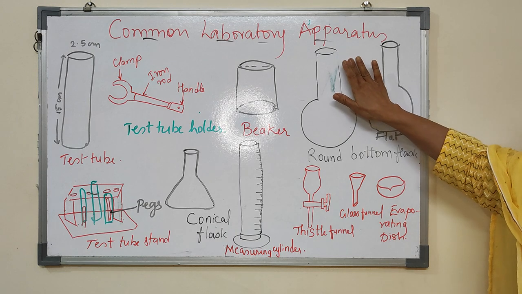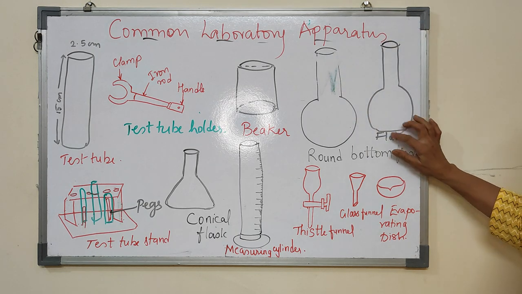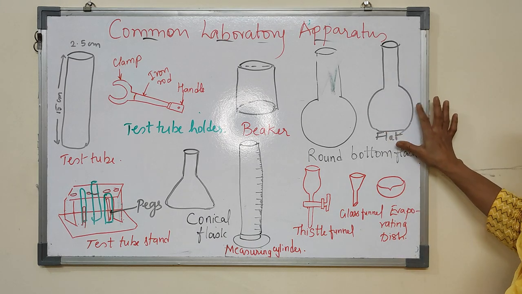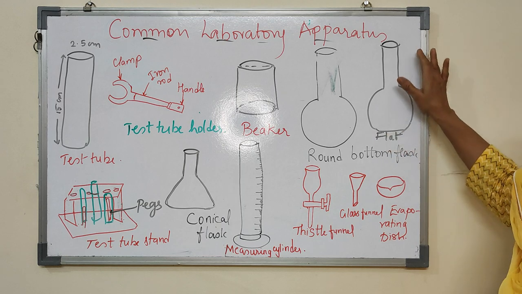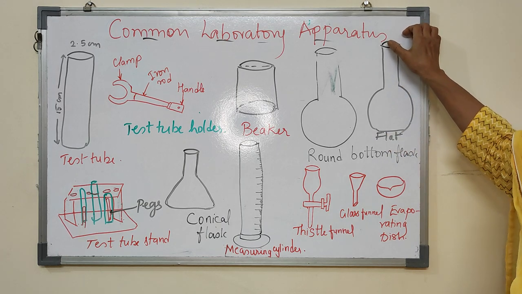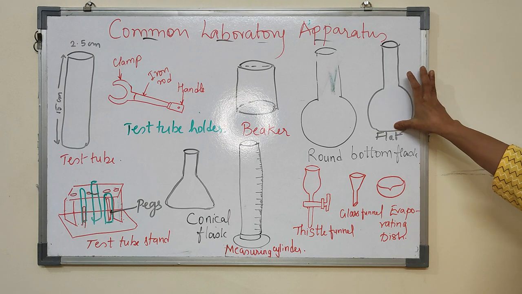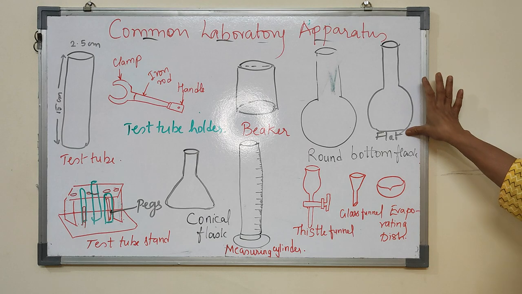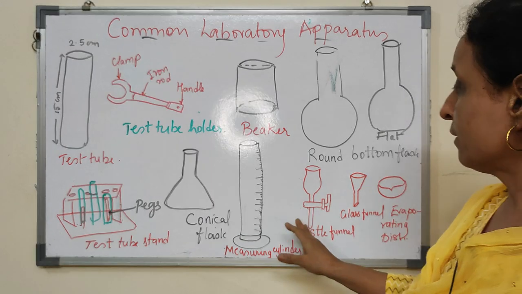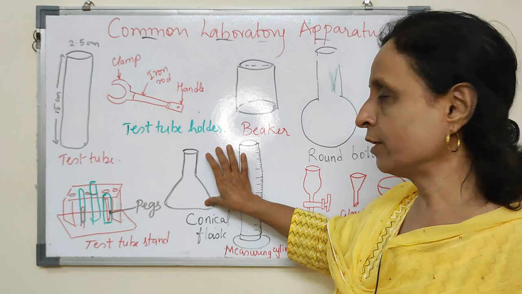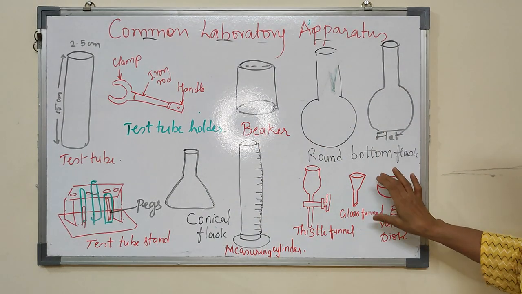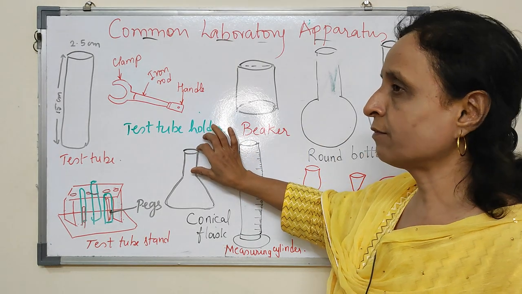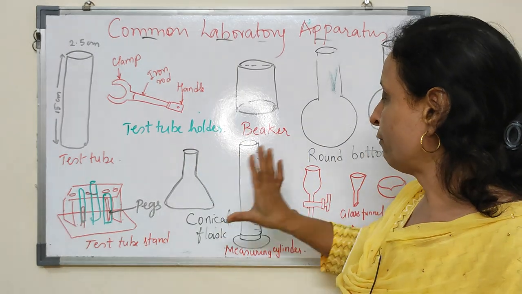Now this has to be held by a stand. Flat surface flasks can stand on their own. So sometimes you might carry out some chemical reaction in the flat bottom flask. So this is the round bottom flask and this is the flat bottom flask. Now this is the conical flask. And this is a glass funnel. If you have to carry out some experiment, you can put a glass funnel here on the conical flask.